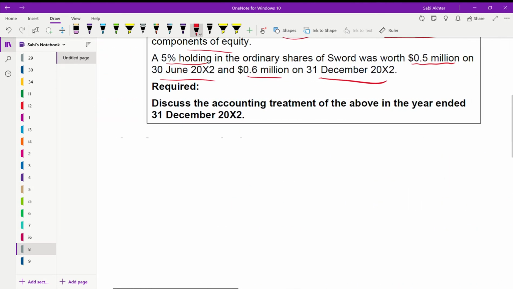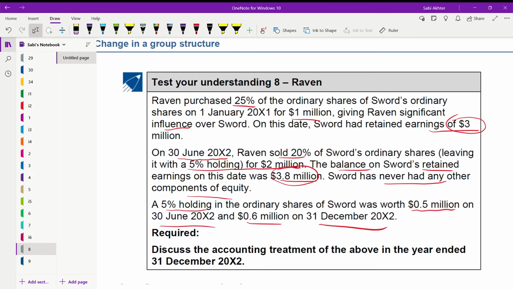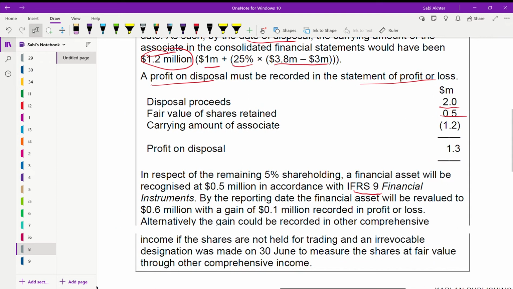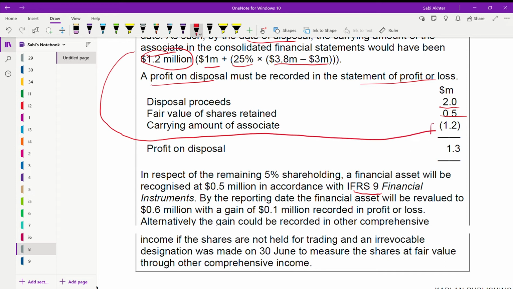Remember, when you're taking the fair value of the shares retained, you have to take this 0.5 at this date when you're disposing, not that 0.6. And then the carrying amount of the associate, we have just calculated this 1.2. And hence this is the profit on disposal. Now coming to the 5% remaining shareholding. This will be recognized under IFRS 9 as a financial asset at 0.5 million. Remember the value changed. It went up to 0.6. So that's a gain of 0.1 million.